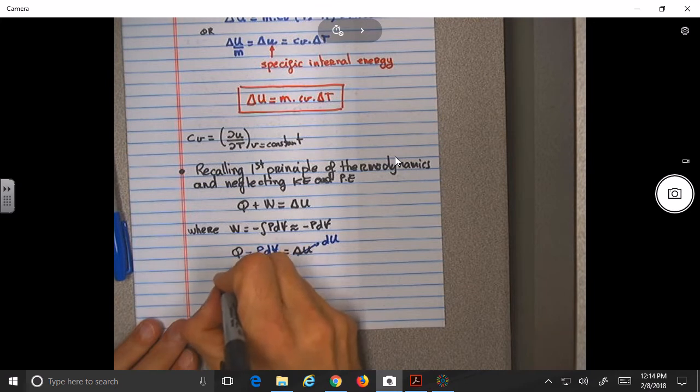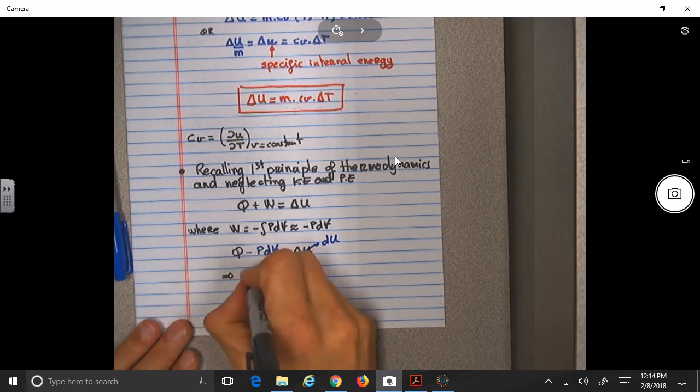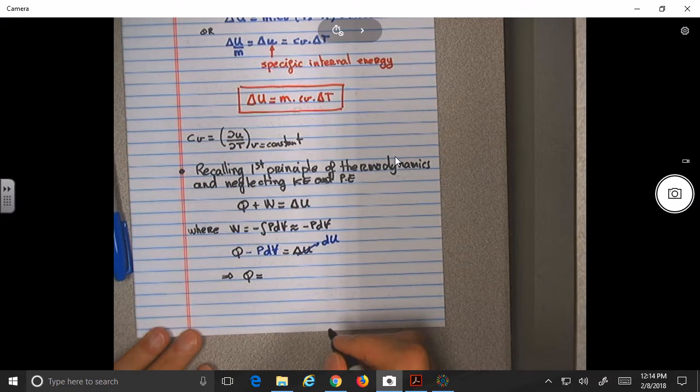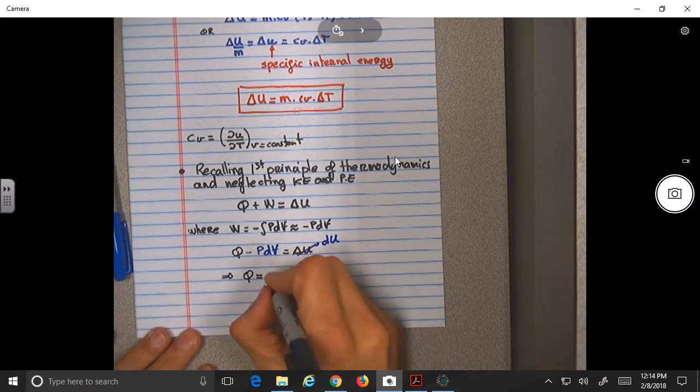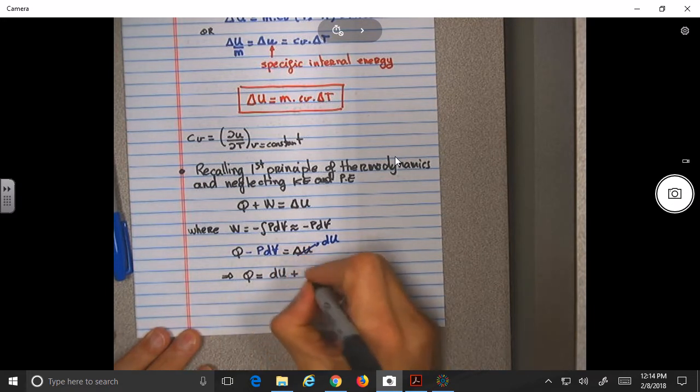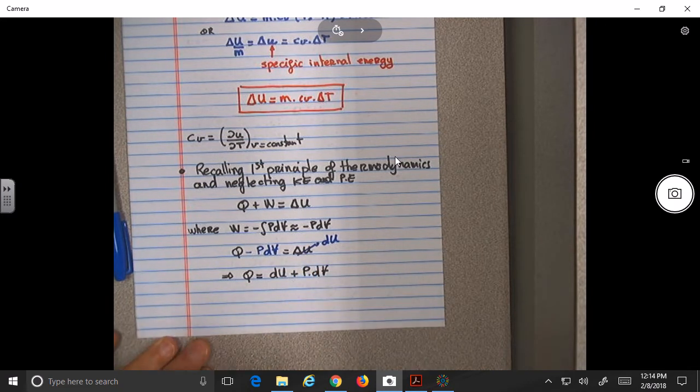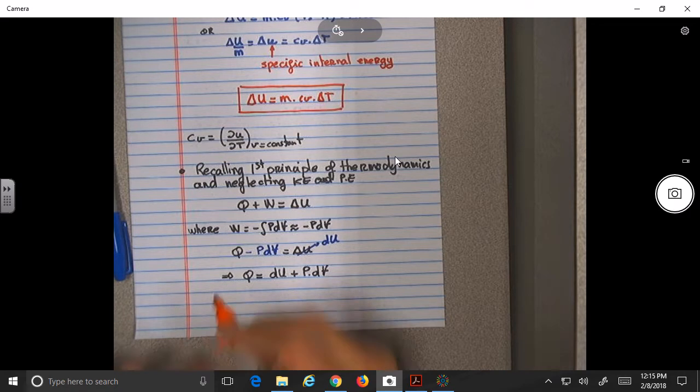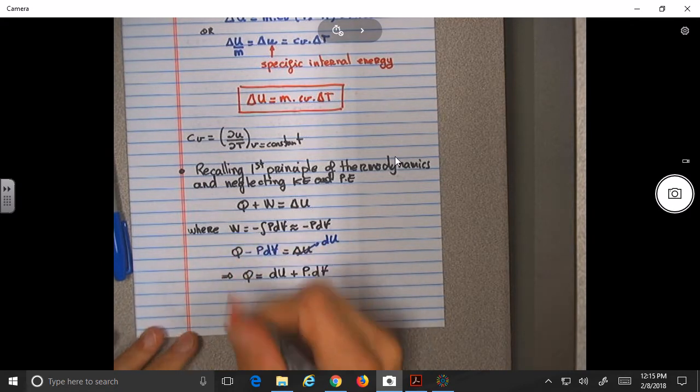So we have that the heat will be equal to what? dU plus P dV. Okay? So this is not the final equation, but let's see.